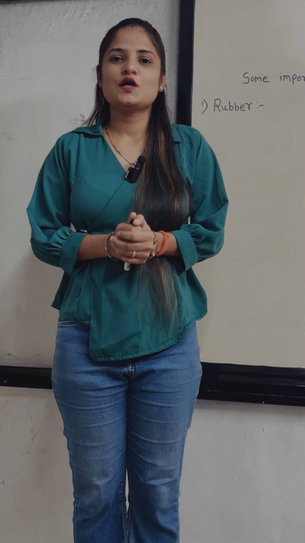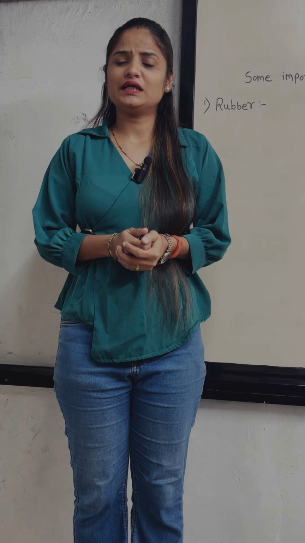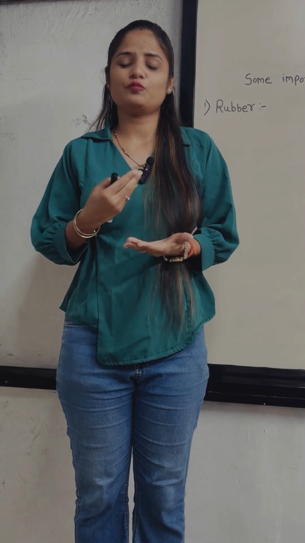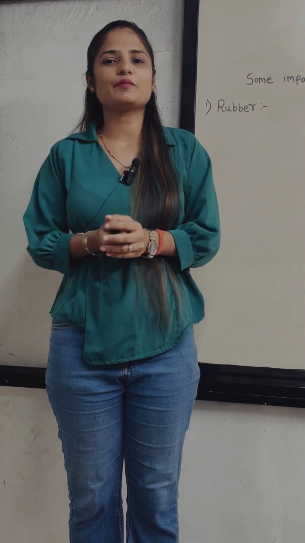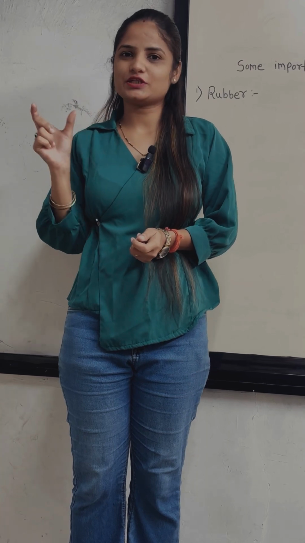So in today's topic we have to study some important polymers, that is rubber and polythene. Rubber is included in the natural polymers. We know the elastomers are most popularly known as rubber, right? For example, the balloon, surgical gloves, that entire thing is made up of rubber. So we study the monomer of natural rubber.